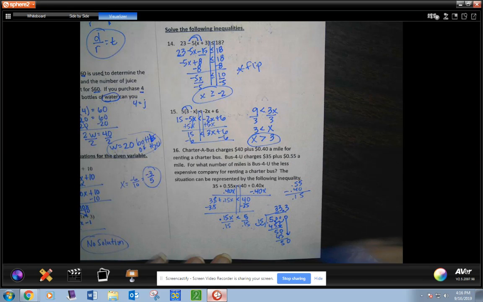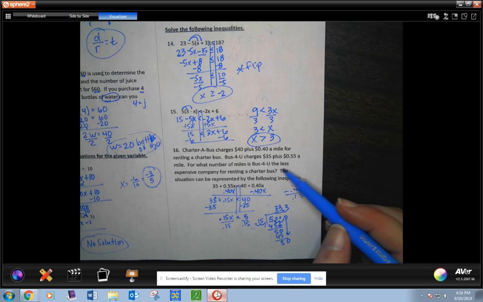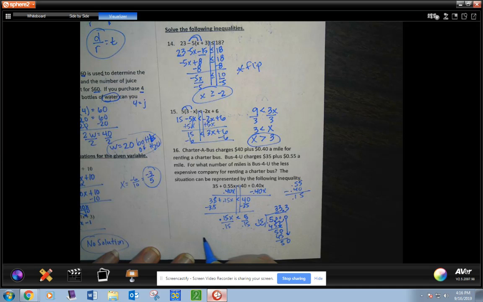So your answer, what number of miles can Bus for You be the less expensive company for renting a charter bus? If you only travel 33.3 repeating or 33 1/3 miles, it will be cheaper.